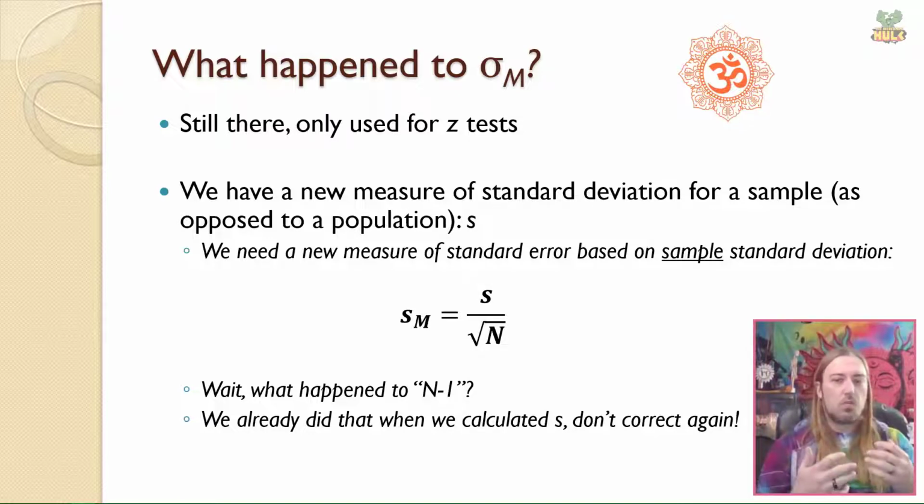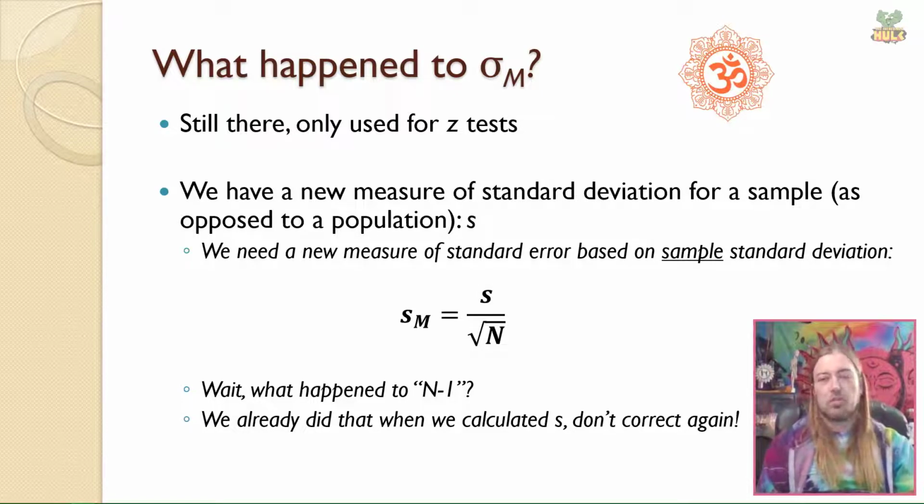Well, we don't know population standard deviation. Instead, we know sample standard deviation. That's already been corrected, right? Divided by n minus 1. But we still need a measure of standard error, not standard deviation. And so we simply take the s that I just showed you how to calculate, and we divide again by the square root of n, right? So just like before, when you get standard deviation to standard error, you simply take that standard deviation and you divide by the square root of n. We're just doing it now using the sample standard deviation, not the population standard deviation.